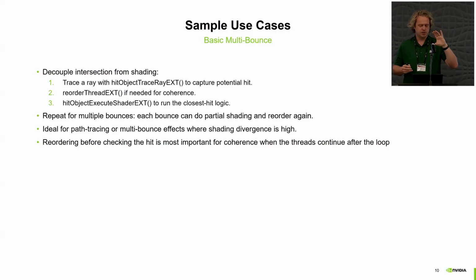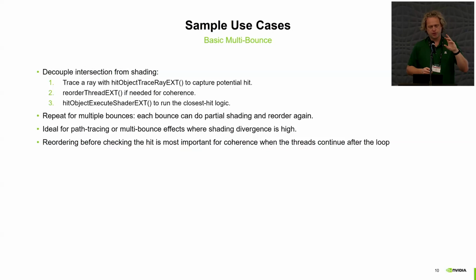And this shows in the sample code in the next slide, this will show the basic decoupling of intersection from shading. You trace the ray with hit object trace ray, you capture the potential hit or the miss, then you reorder for coherence, and then if needed, you run the closest hit shader in the hit group using hit object execute shader, which pulls the index out of the hit group. And then you repeat for multiple bounces as you trace your path through the scene.